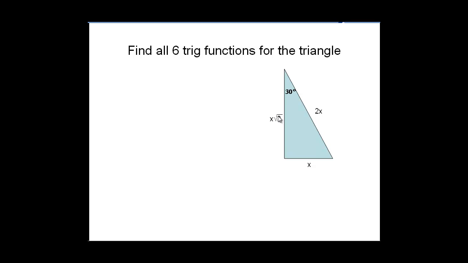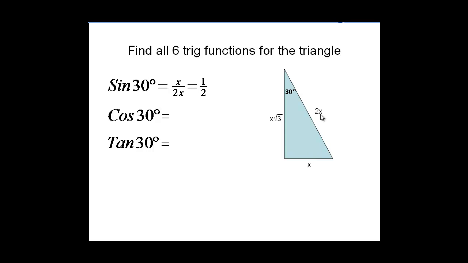If we look at sine of 30, it's opposite over hypotenuse. X over 2x reduces to 1/2. Cosine is adjacent over hypotenuse, x square root of 3 divided by 2x. And again, the x's cancel. This time we get square root of 3 over 2. Tangent, opposite over adjacent, is x over x square root of 3, which reduces to 1 over the square root of 3.